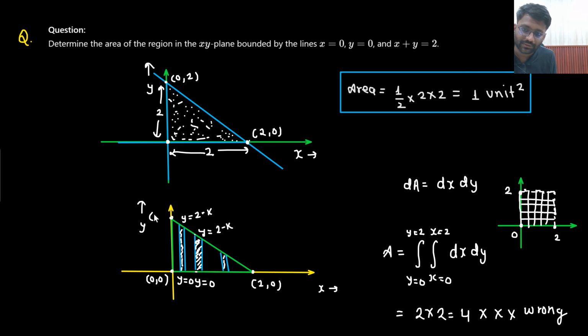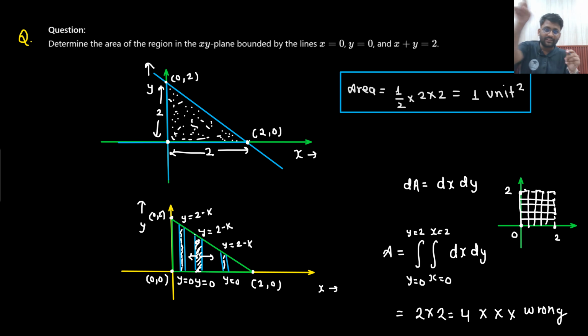This is 0, 2. Here also, y goes from 0 to 2 minus x. It is always moving. You are moving this strip here as well. When you move this strip, y is always going from 0 to 2 minus x, and you are moving this strip from where to where? If you look closely, just look at the bottom of the strip. The bottom of the strip is moving from x equals 0 to x equals 2.